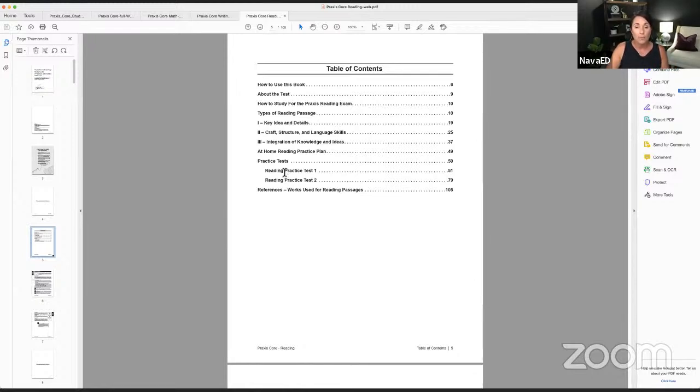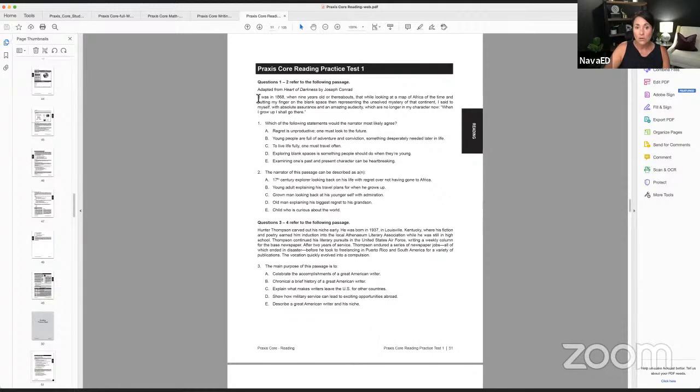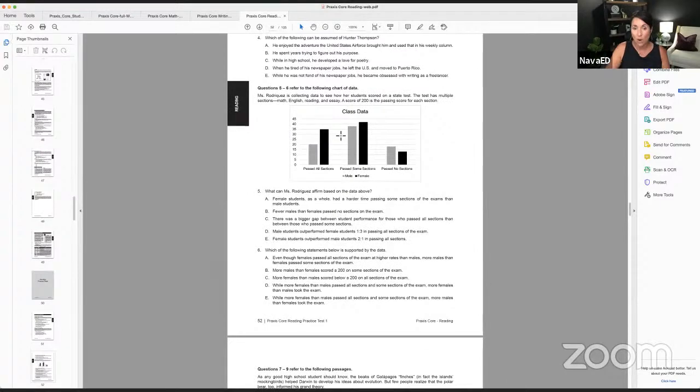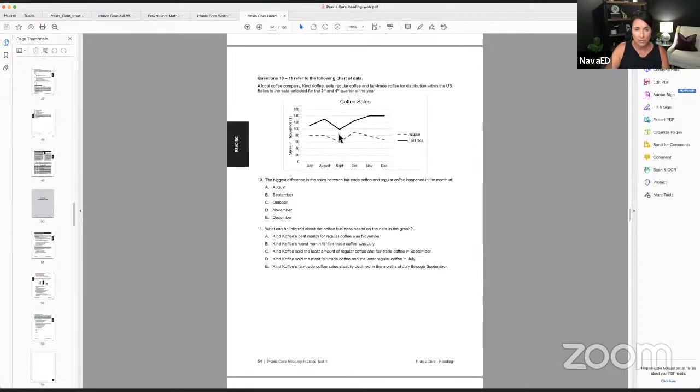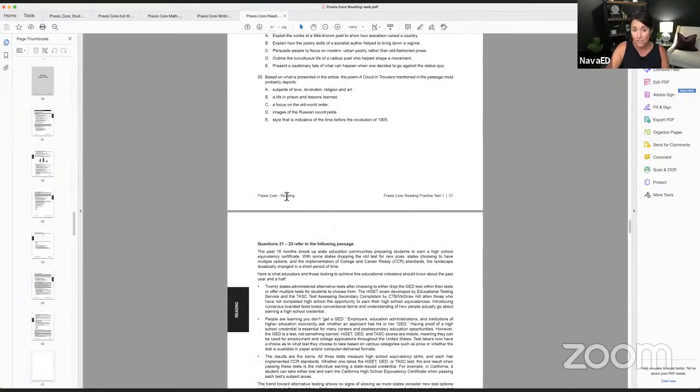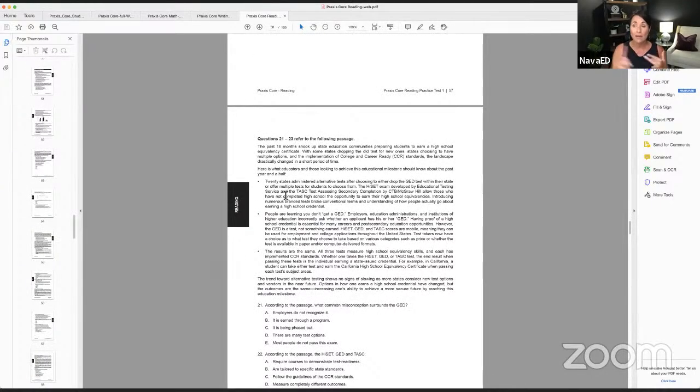So practice test 1, notice that we have short passages. We have longer passages. We have graphs. We have even longer passages. We also have very, very long passages like this one here. On the Praxis Core, you're going to have short, mid-length, long, double passages, and graphs and charts. We have them all here. We cover them all here.